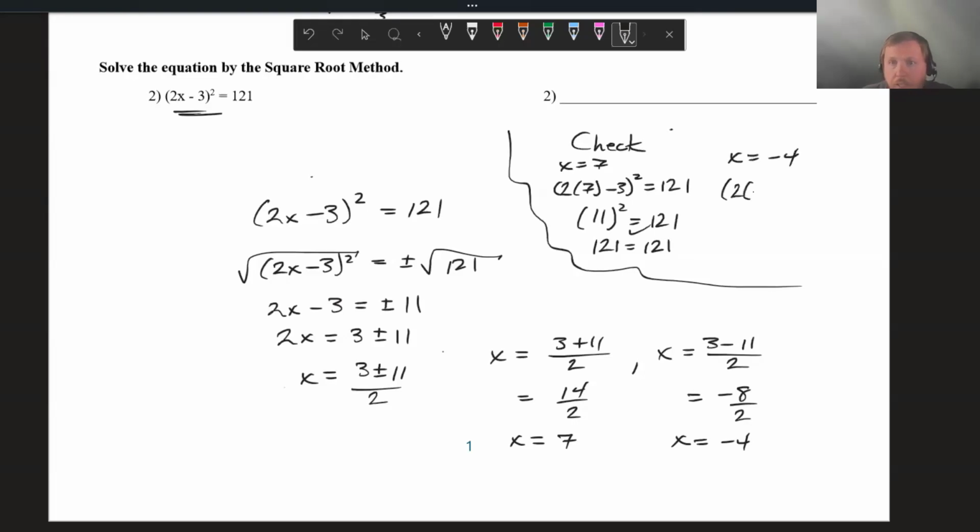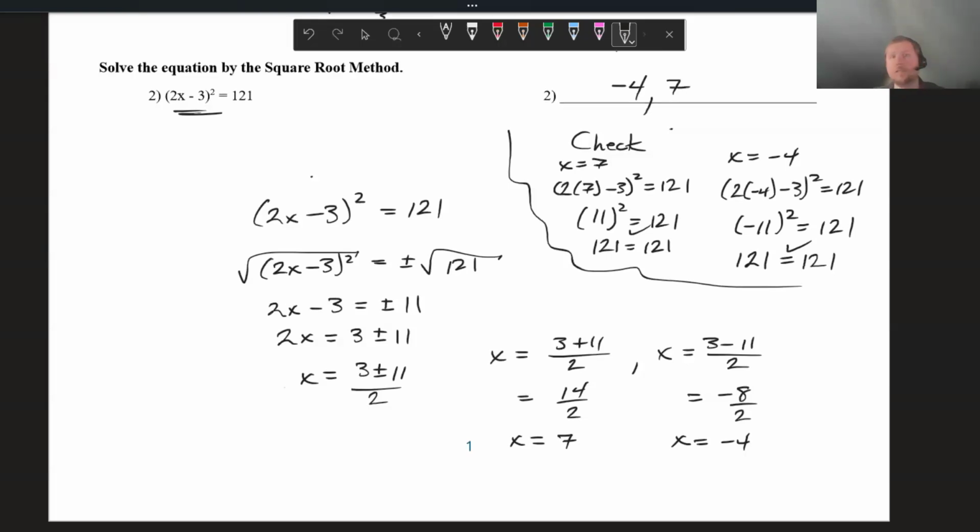So 2 times -4 minus 3 squared is equal to 121. Is it? Let's check and see if we get a true statement. 2 times -4 is -8. -8 minus 3 is -11. So I have -11 squared is equal to 121. When I square -11, a negative times a negative gives me a positive answer. So I have 121 equals 121. So that checks out. So both of the answers I found are correct answers. Okay.